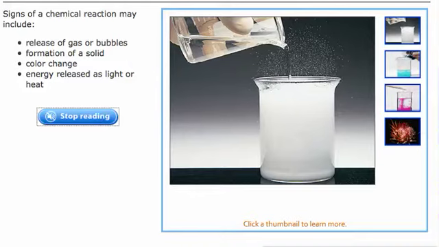Signs of a chemical reaction. Signs of a chemical reaction may include release of gas or bubbles, formation of a solid, color change, and energy released as light or heat.